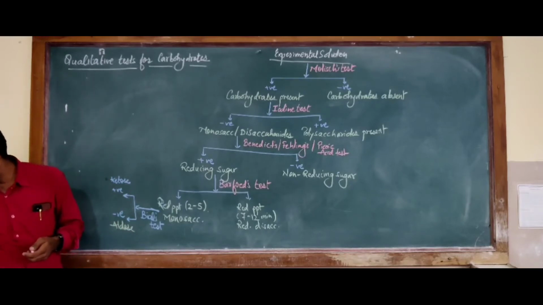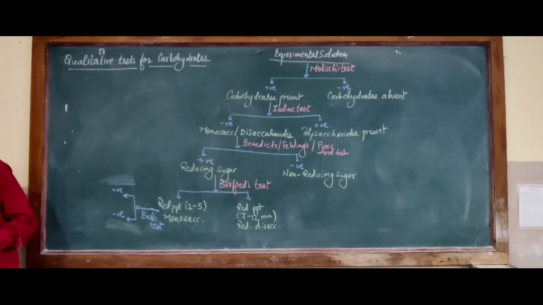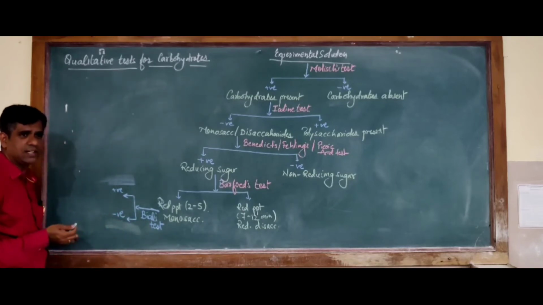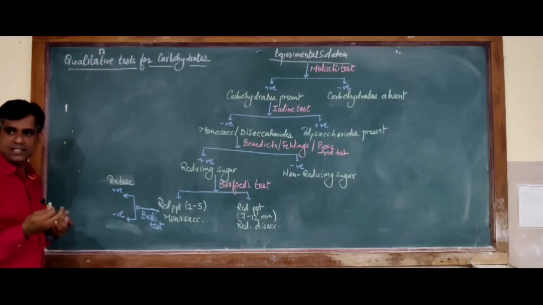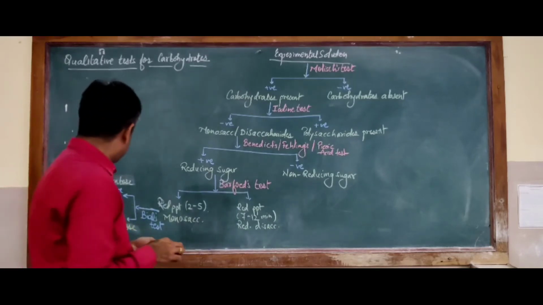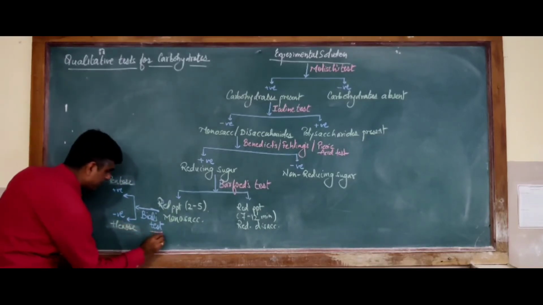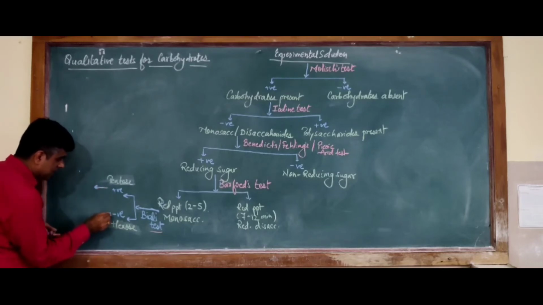Yeah. So this Bial's test helps me to differentiate between hexoses and pentoses. Bial's test, I think it is specific for pentoses. If I get this test positive, I'll say that it is a pentose, and if I get this test negative, I'll say that this is a hexose, right? Then I'll go for the next test. After Bial's test, once I get this test positive or negative, in both cases you can go for Seliwanoff's test.